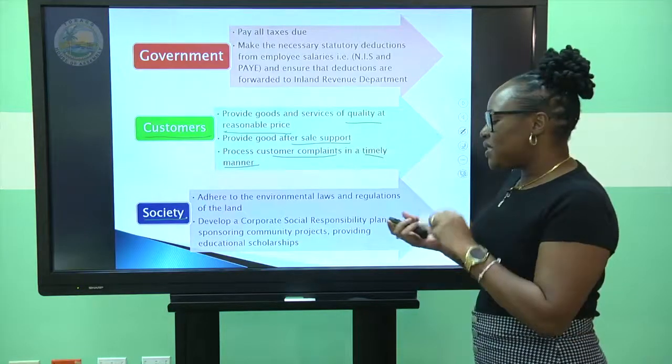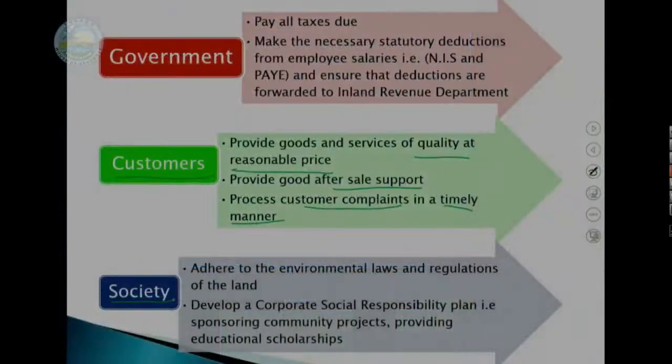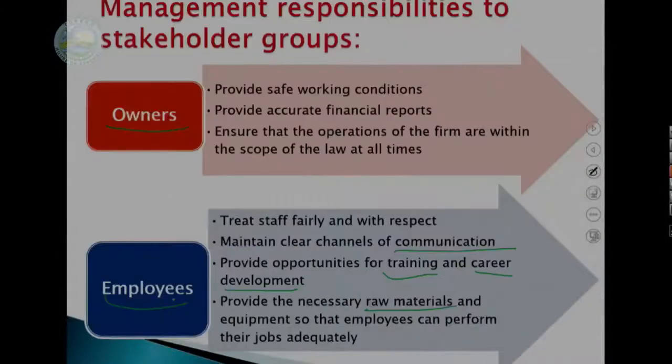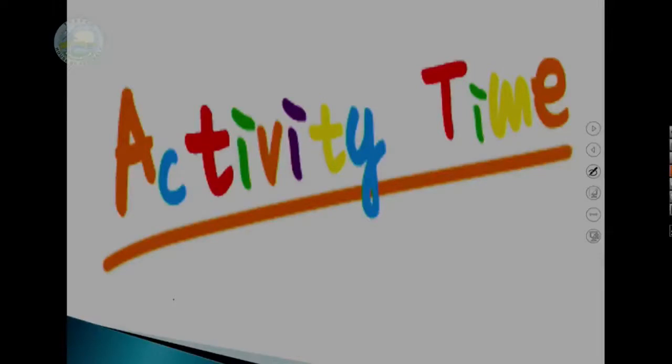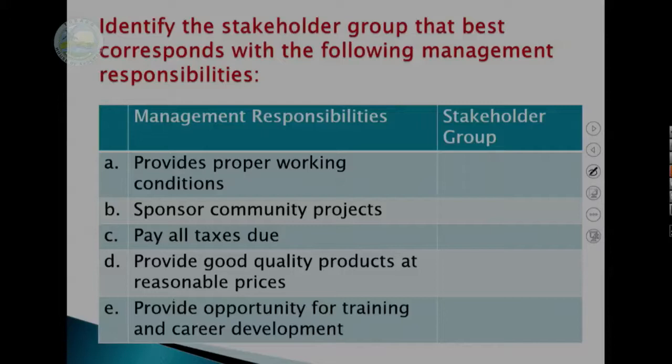All right, so we have society, we have customers, we have government. Just going back, we have employees and we have owners as stakeholders within a business, and management have some responsibilities to them. All right, so as we looked at each one, we also have activity number 2. All right, don't worry, we're almost there. So let's go. Same thing. You're reading the sentences, this one is so much easier. We're going to take a minute and then we're going to answer the question. So let's go.